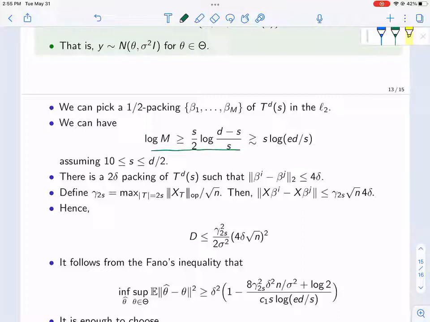But this is up to constants S log(d/2S), which is equivalent up to constants to S log(e d/S), because the constants will just add something times S, which is dominated by the other term. So the whole point is that there is a packing I can find that is like (e d/S) to the C S for some constant C. Let's call it C1. So this is the tricky part.